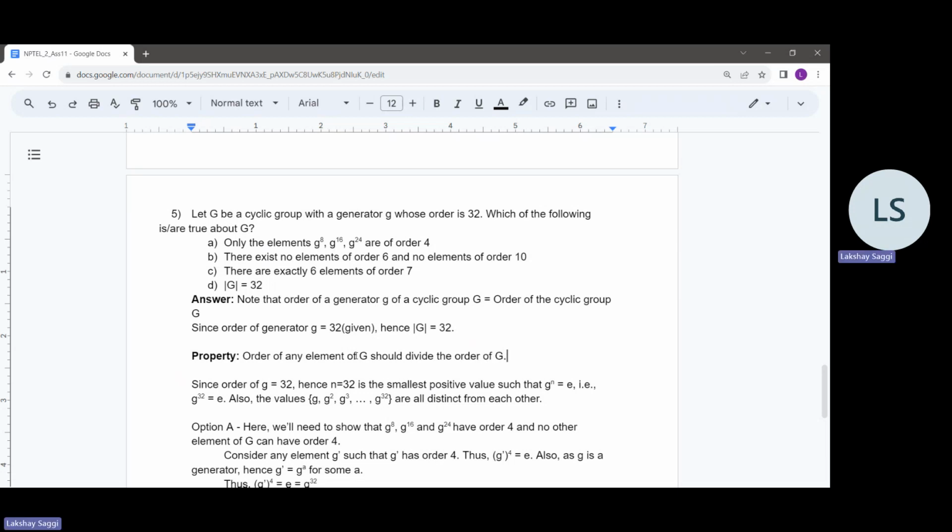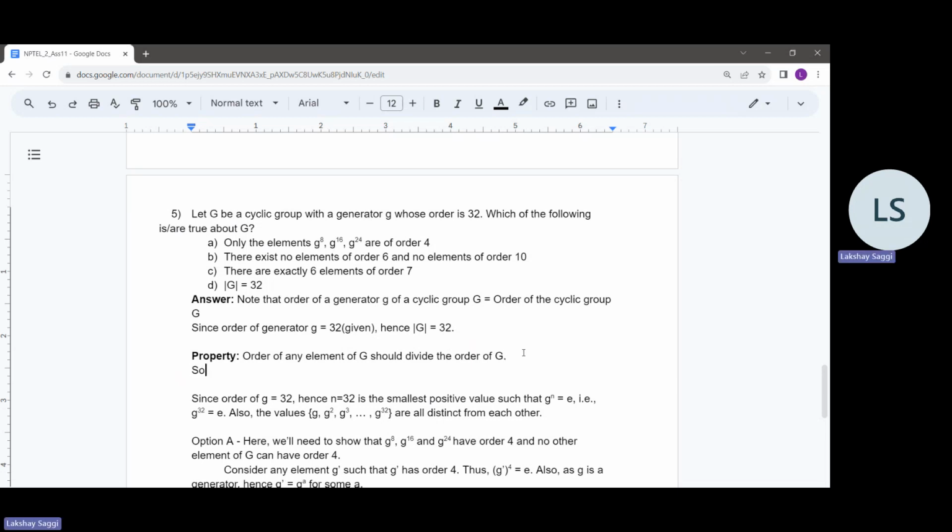So what does this mean? The order of any element of this group G should actually divide 32. So the order of any element should divide 32, right? Note that the order of G we know is 32, as we earlier discussed.